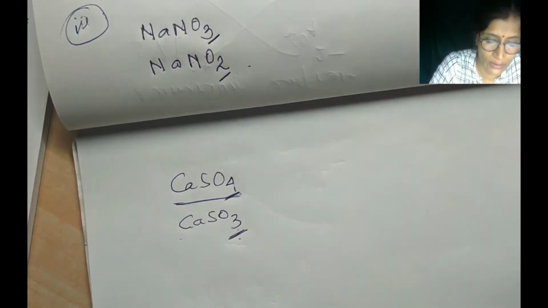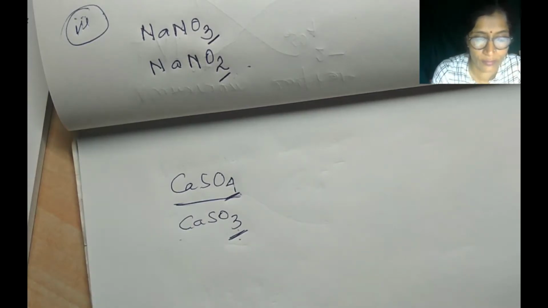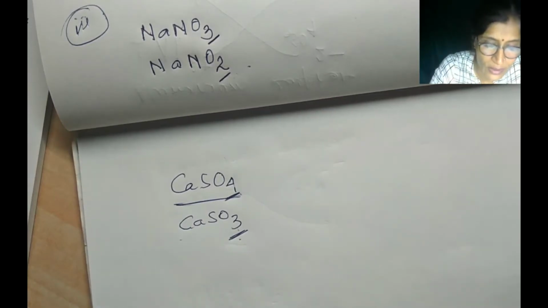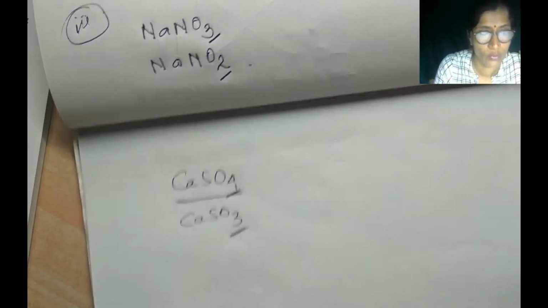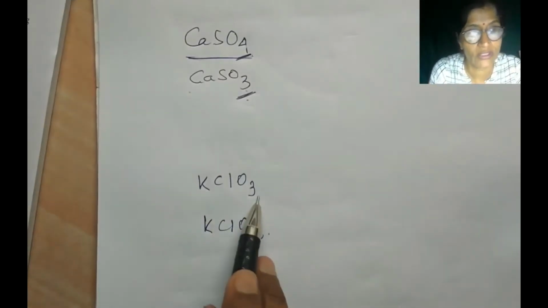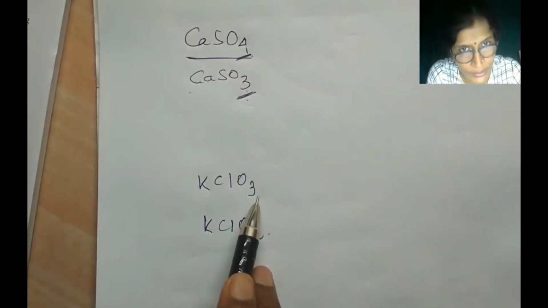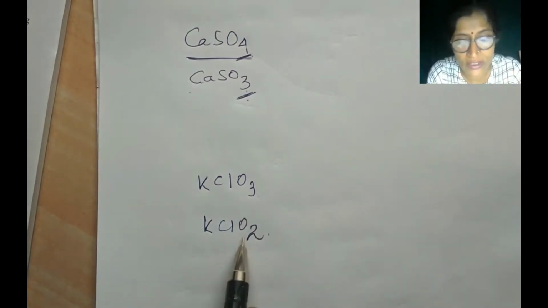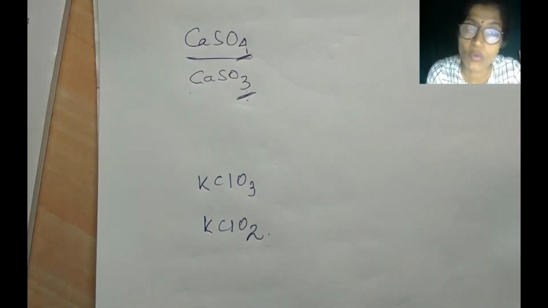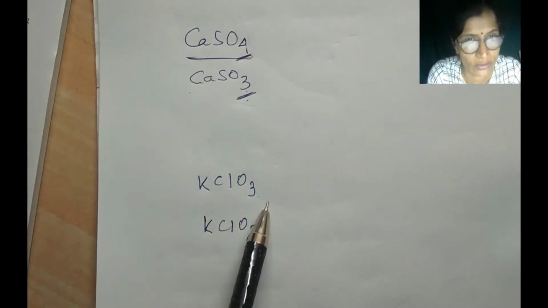Again, like this compound is there, KClO3 and KClO2. So what is this? This is potassium chlorate, and this is potassium chloride. But two more compounds of potassium, chlorine and oxygen are there.